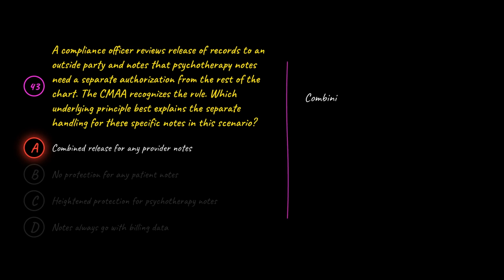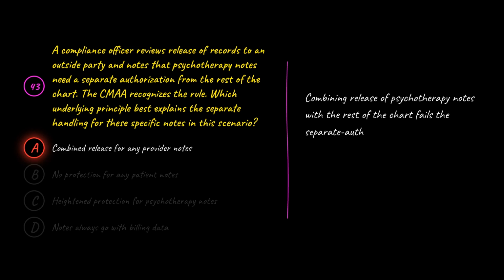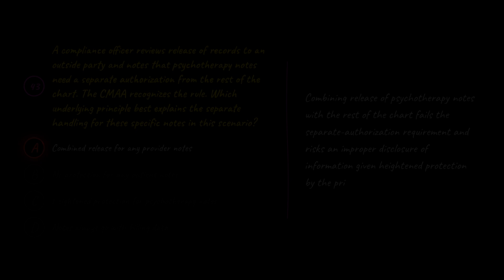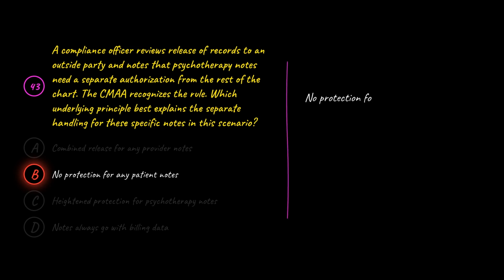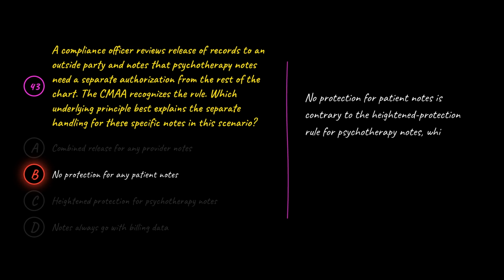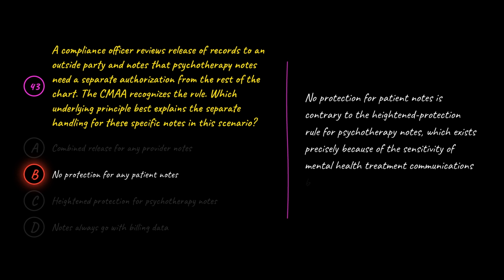A is wrong because combining release of psychotherapy notes with the rest of the chart fails the separate authorization requirement and risks an improper disclosure of information given heightened protection by the privacy rule. B is wrong because no protection for patient notes is contrary to the heightened protection rule for psychotherapy notes, which exists precisely because of the sensitivity of mental health treatment communications between provider and patient.